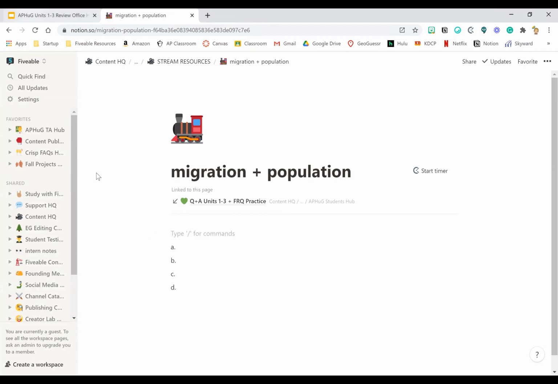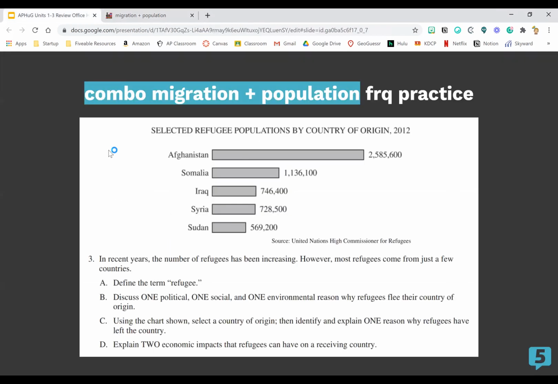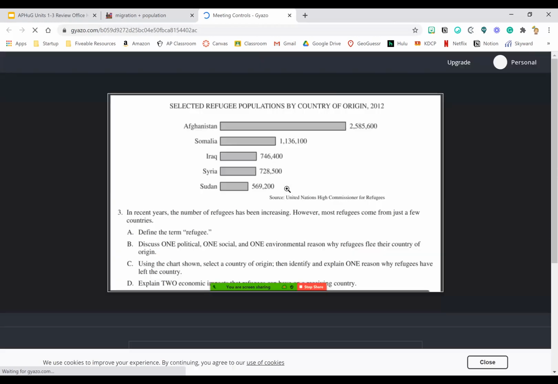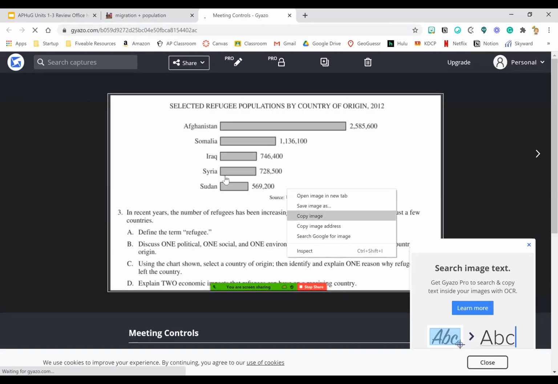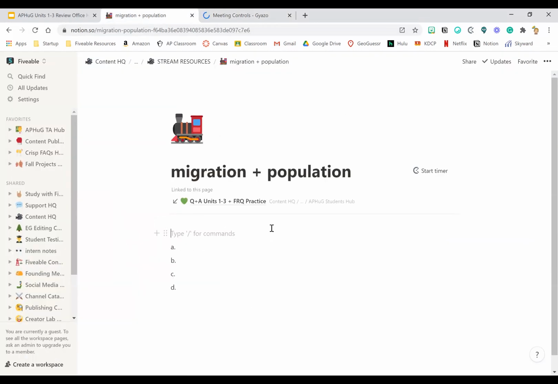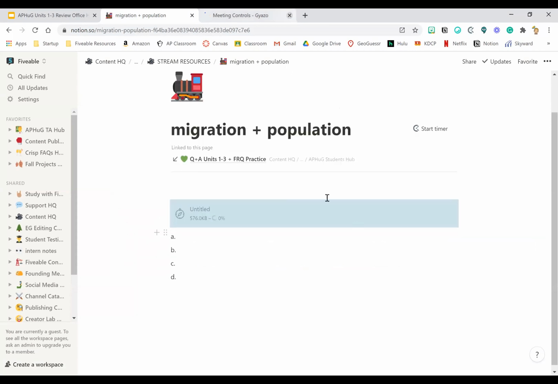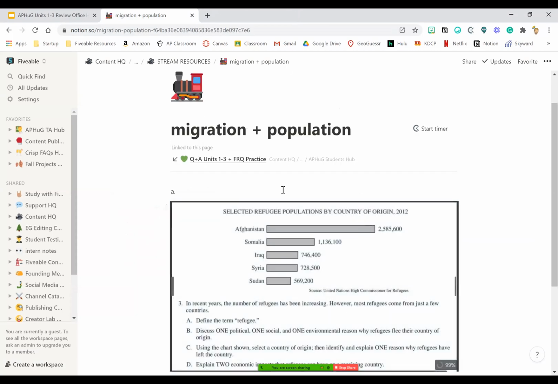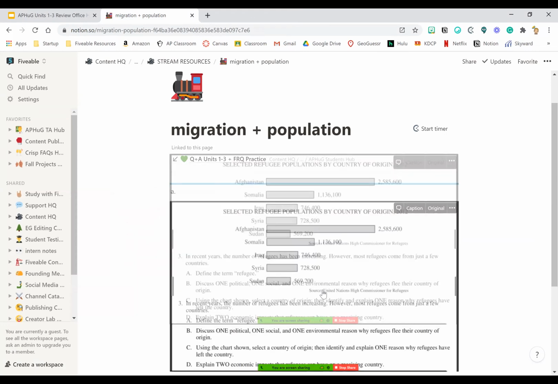And then, this one says, in recent years, the number of refugees has been increasing. Define the term refugee. So this one is just a definition word. Usually most teachers teach this definition with the migration unit, but it's also part of the population-ish unit. So I'm going to put the actual FRQ on that Notion page in case you don't want to look at my screen share anymore. And I'm going to stop screen sharing so we can just look at the Notion page together, pull it up. So define the term refugee.